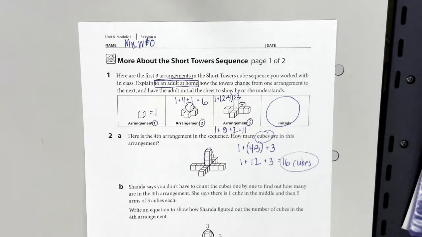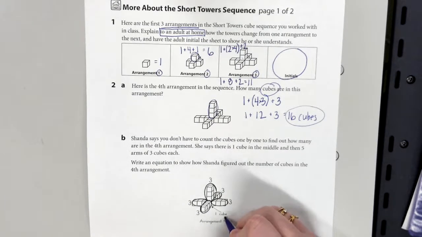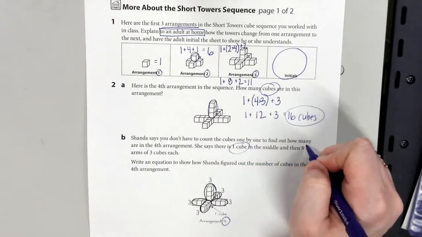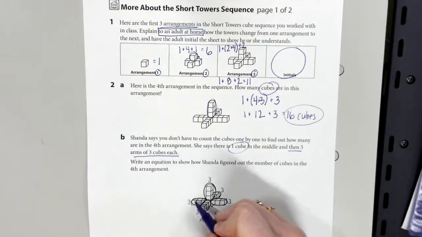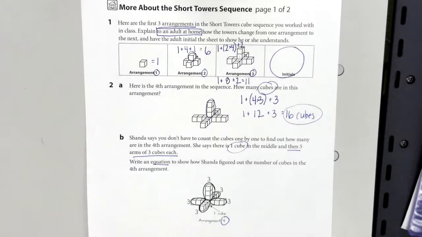Letter B. Shanda says you don't have to count the cubes one by one to find out how many there are in the 4th arrangement. She says there's 1 cube in the middle and then 5 arms of 3 cubes each. Remember, these are the arms. Write an equation to show how Shanda figured out the number of cubes in the 4th arrangement.